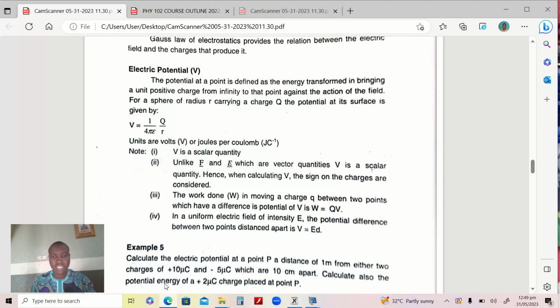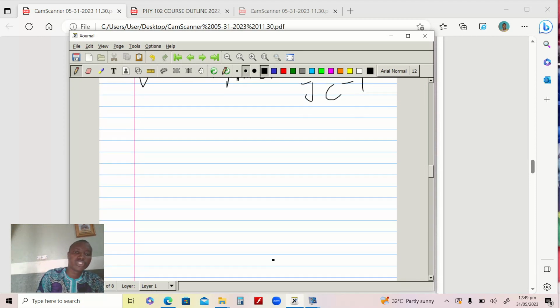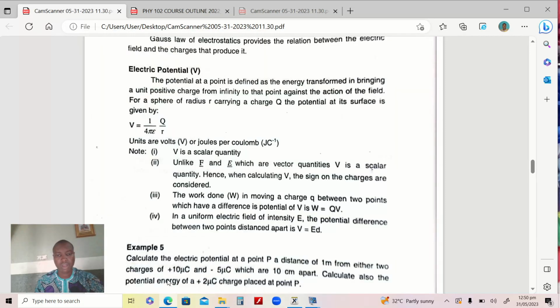The work done in moving a charge Q between two points which have different potential is equal to QV. So don't forget this formula as well. Work done is equal to QV, which is charge multiplied by the potential. That's what our work done is.